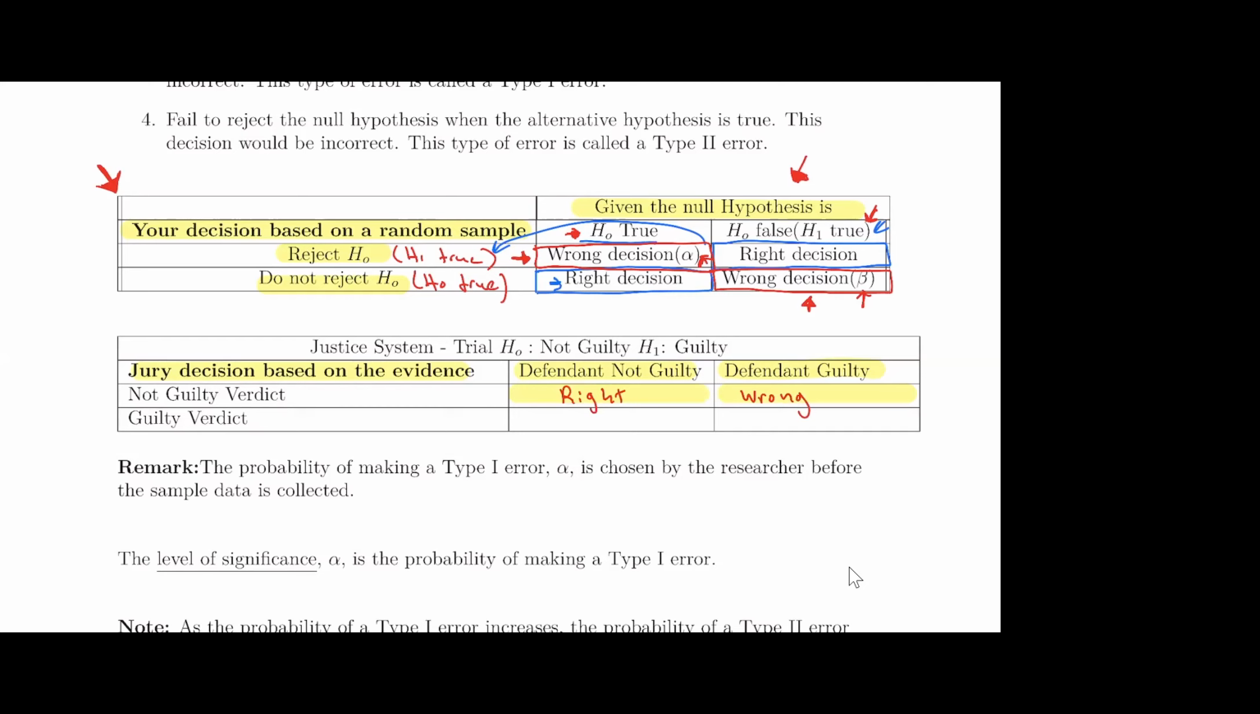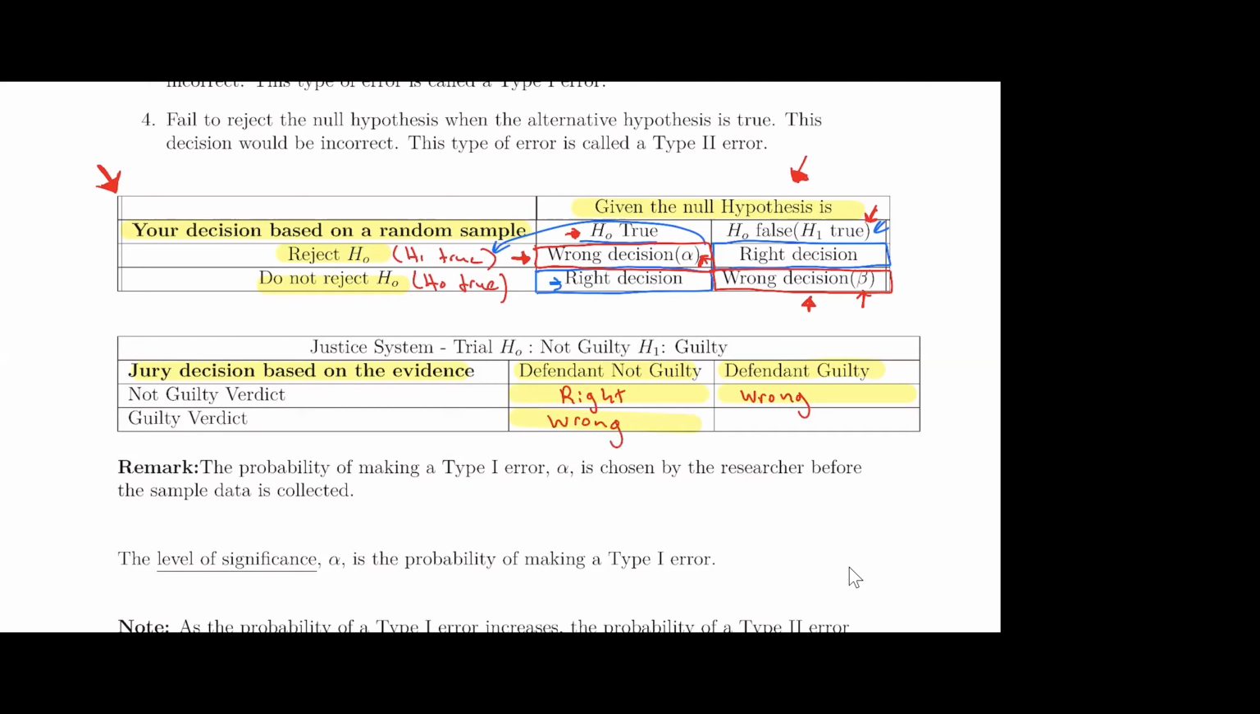All right, 2 for 2. Let's do this next one. If the jury said, based off of the evidence, this person was guilty, but the person actually turned out to be not guilty, is that the right decision or a wrong decision? Cool, so we got wrong.